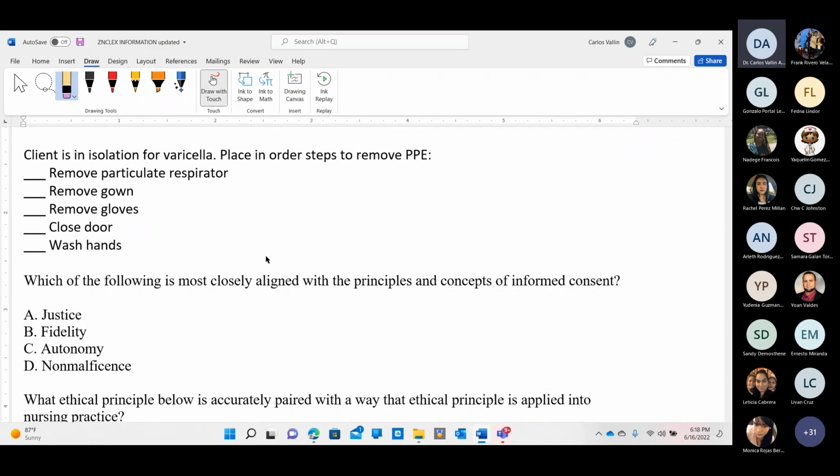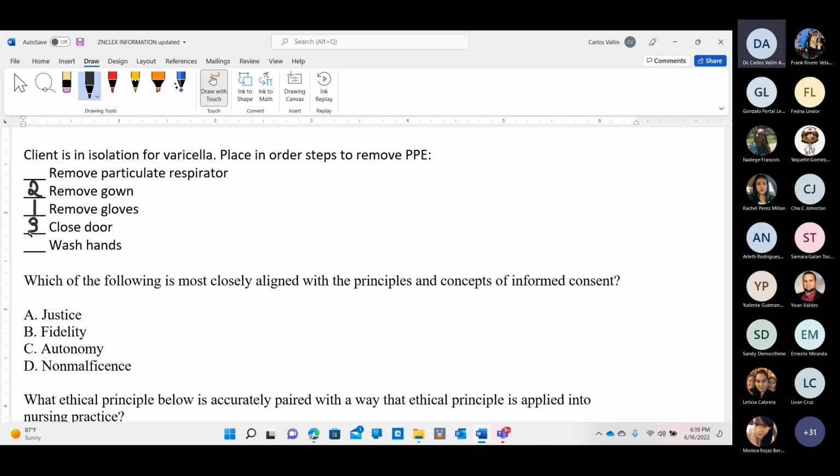So now that we know that, let's see what I remove first. Gloves. The gloves, the dirtiest stuff. Immediately after removing the gloves, which of these do I remove? Gown. The gown. I agree. If somebody disagrees, they can argue. Now of the stuff that is left, what do you do next? Close the door.